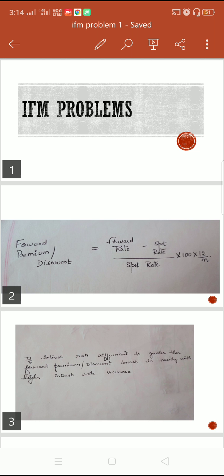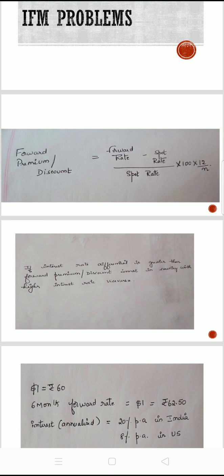Now we have a few theories that we need to study. I will explain those theories later on, but we'll start directly with the problem once. What you need to remember is, when they go for this arbitraging process, you need to check a concept called covered interest arbitrage. Why is it called covered? Covered means with the protection you are going for this arbitrage, so it is called covered interest arbitrage.